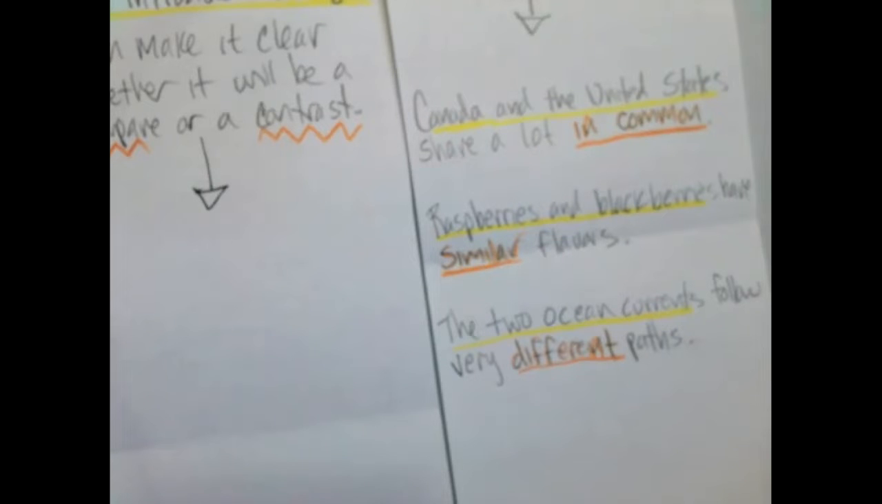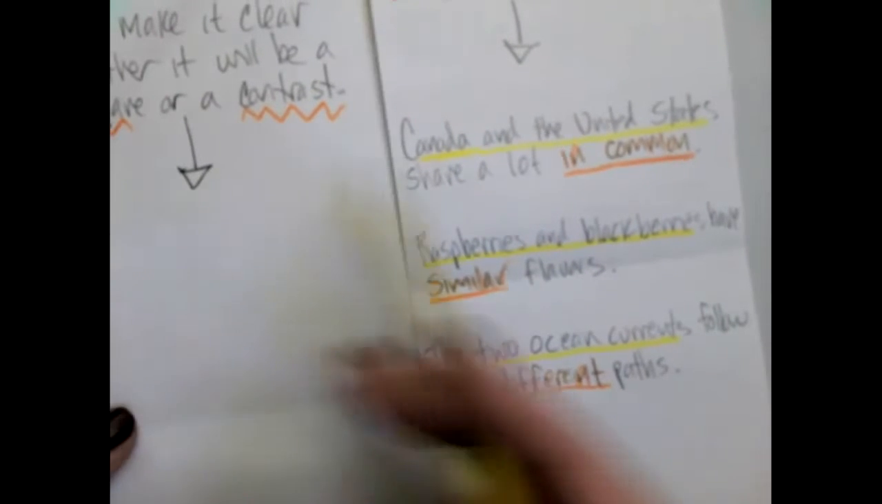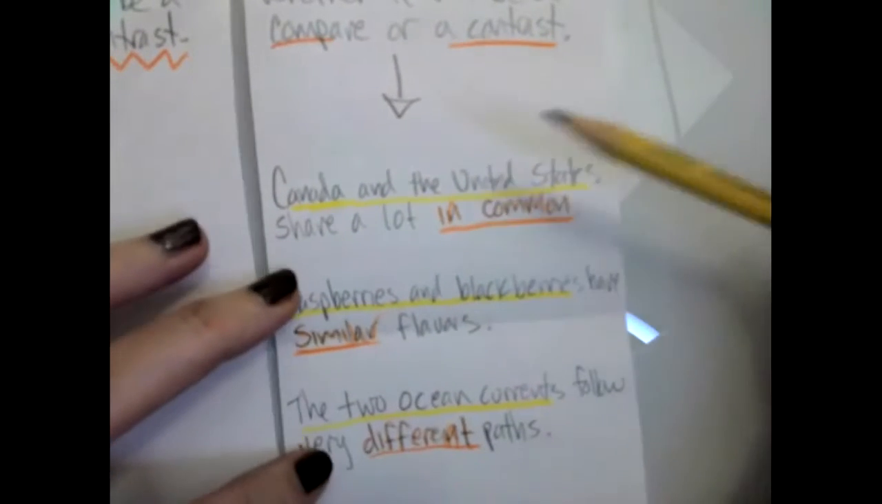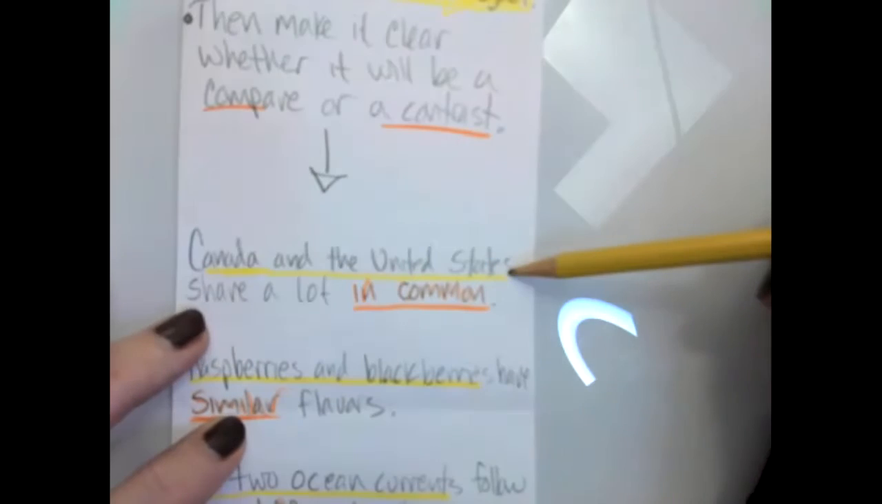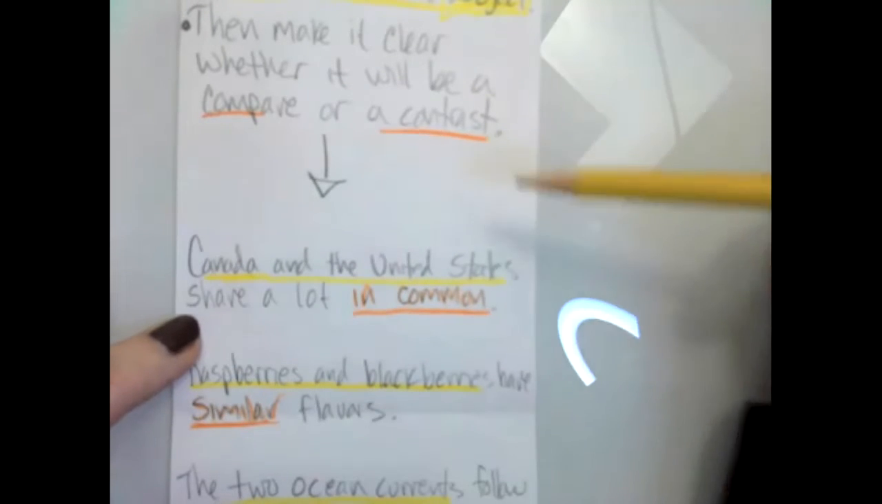We just wrote a topic sentence for a potential piece of writing of something that they already know about. So we're going to write these three examples down, and I want to point out to you that here we would underline in yellow what relates to this. First, introduce the subject. Here we are introducing the subject. Then make it clear whether it will be a compare or contrast.